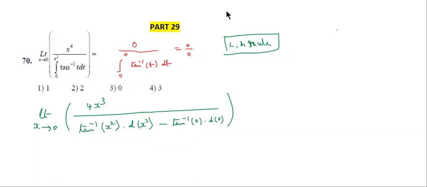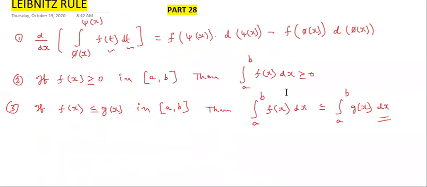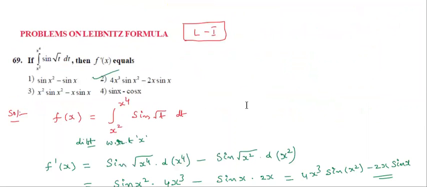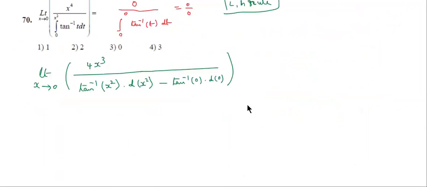Numerator x power 4 derivative is 4x cube, but for the denominator derivative, use the Leibniz rule. This is a formula, so use this formula. The derivative and integration cancel. Substitute the upper limit and lower limit: x square is the upper limit, tan inverse of x square into derivative of x square, minus lower limit, tan inverse of 0 into derivative of 0.